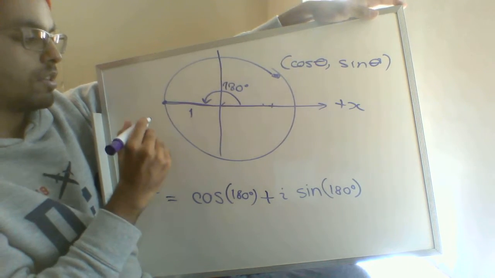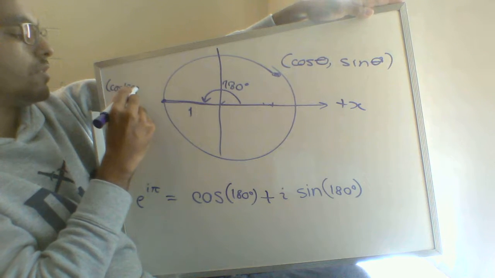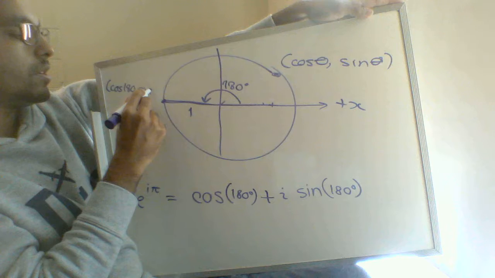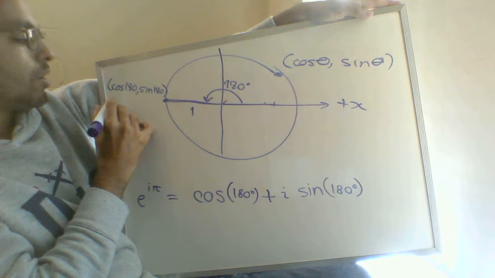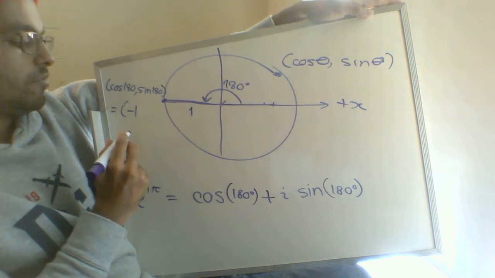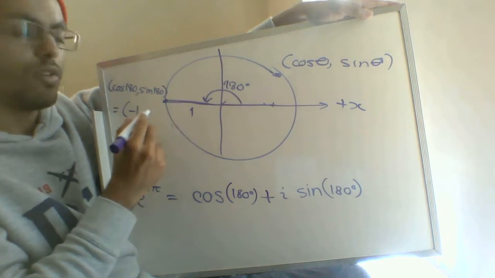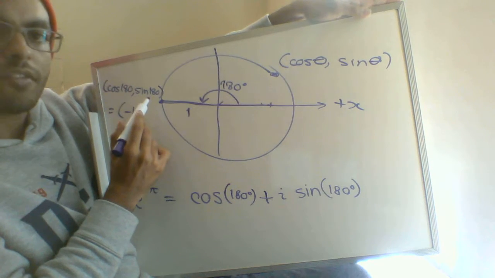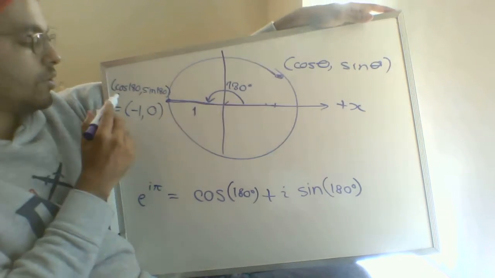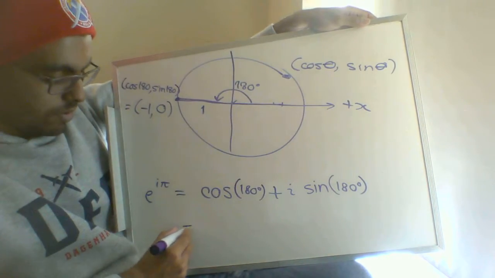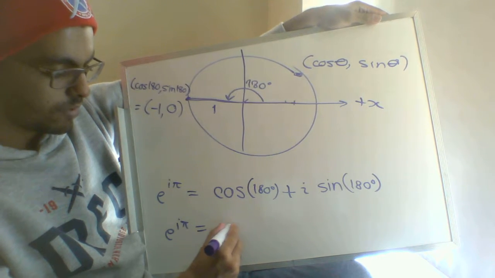I've gone 180 degrees, and the coordinates of the point should tell me what cosine theta and sine theta are. Well, if the radius of the circle is 1, that means my cosine 180 degrees value is going to be 1 unit in the negative direction. So cosine of 180 must be -1. And I haven't gone up off the x-axis. This point is resting on the x-axis, which means that sine of 180 degrees must be 0. So cosine of 180 degrees is equal to -1.